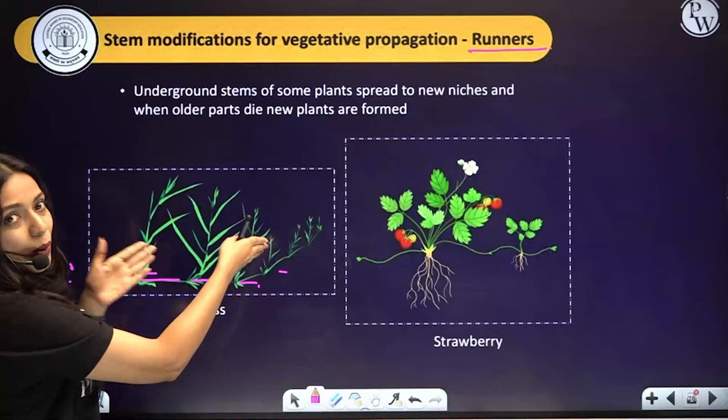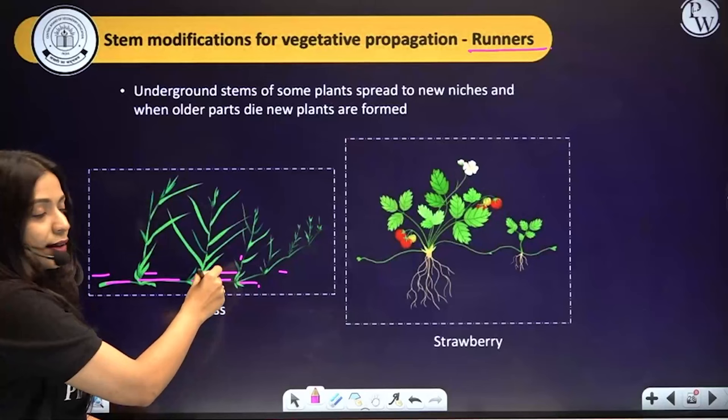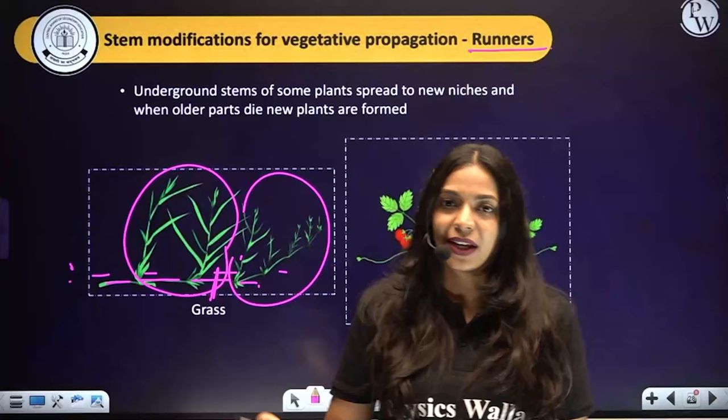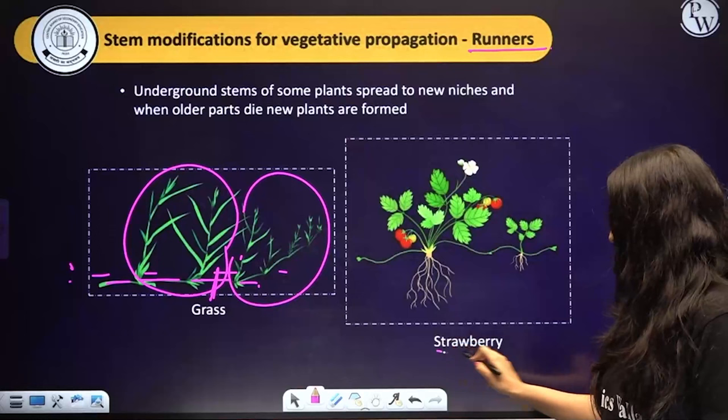But let's say somebody like us tried to pluck this out and this part got cut off. So from one plant, we got two plants now, right? So that is how it is helping in vegetative propagation. You can observe that in grass, like I already said, and also in strawberries. Okay, so this is called a runner.